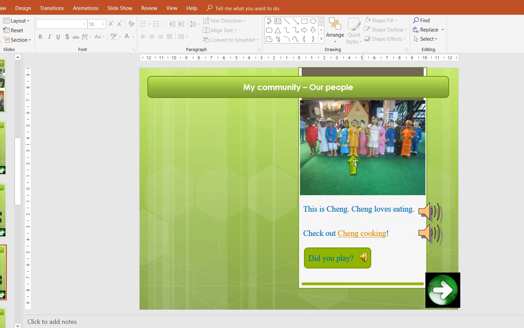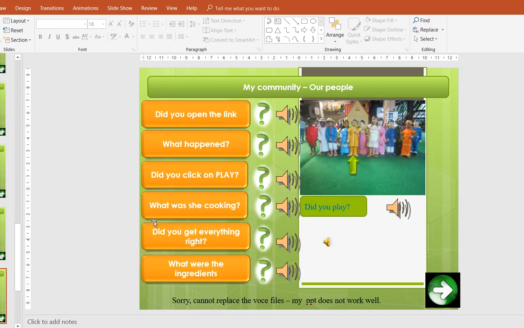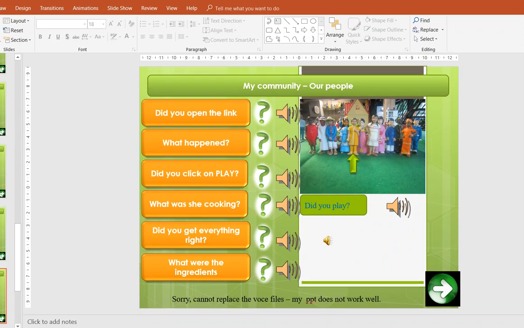So you have cooking games. You can record yourself telling a story about those games. Children can. Okay, so each of those is basically... And here's, did you open the link? What happened? Right. So you can actually cue children to start telling a story about what they've done. So that's a nice thing.